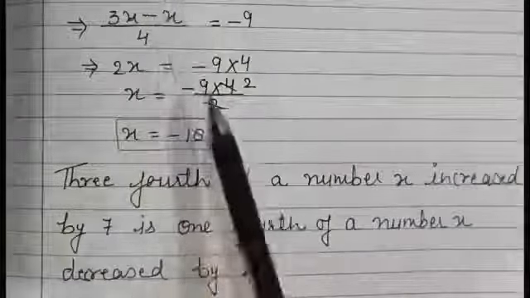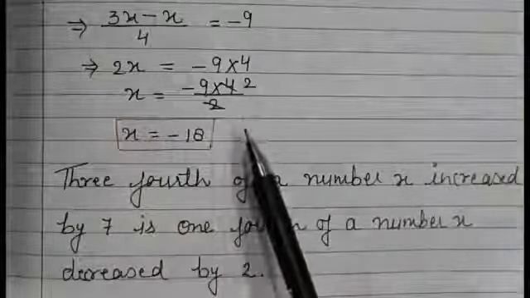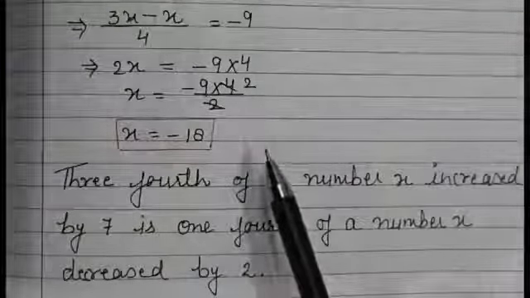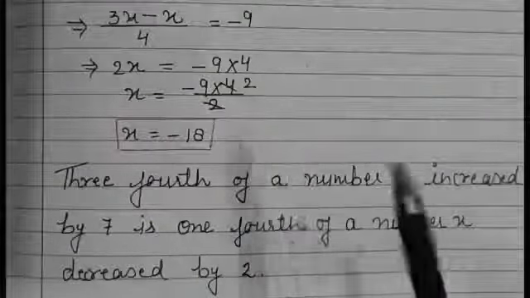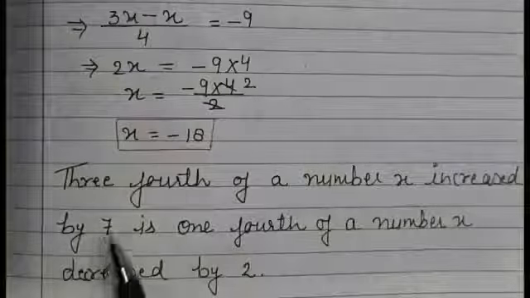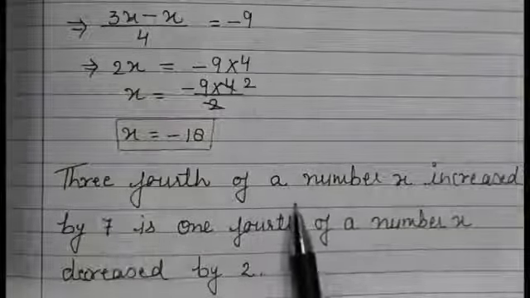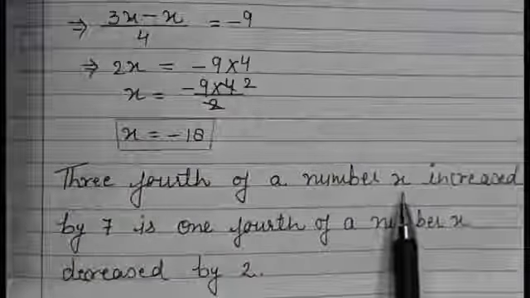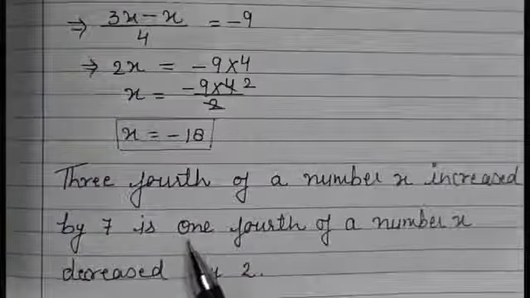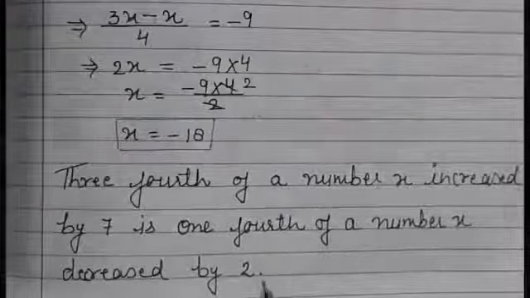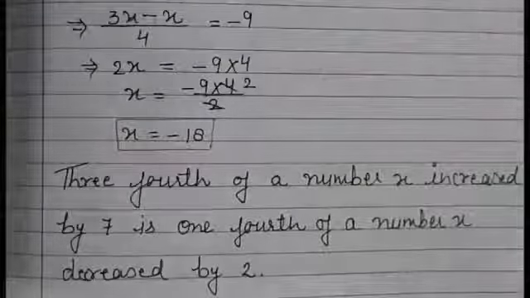Now we have to write in statement form also. 3 by 4x plus 7 is equal to 1 by 4x minus 2. We have to write in statement form. So the statement for that will be 3/4 of a number x increased by 7 is 1/4 of a number x decreased by 2. Clear?